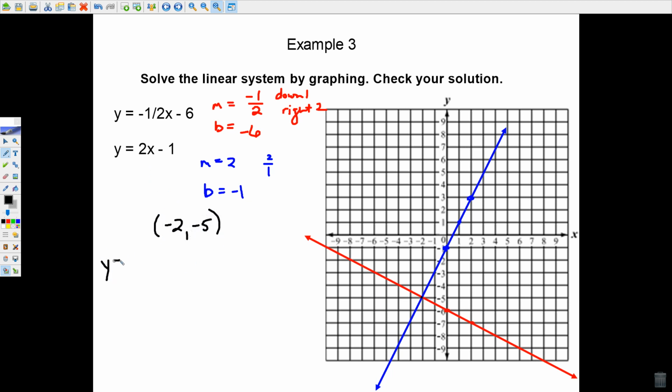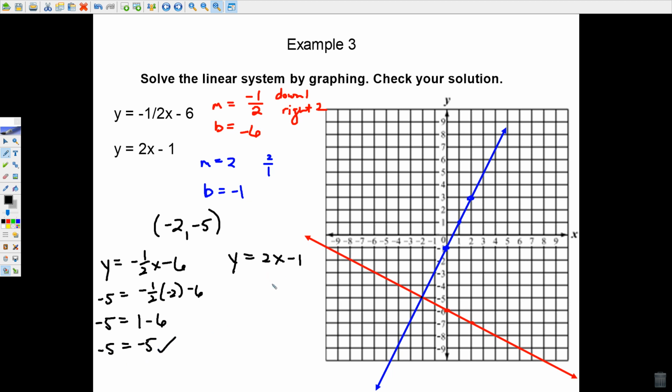Now I just need to check it. I'm going to copy each equation and then substitute these values for x and y. So y becomes -5, and x is -2. Do the multiplication here: negative times negative is positive, and 1/2 times 2 is 1. Then I do the subtraction: 1 minus 6 is -5. I have the same number on both sides, so it works for that equation. Let's verify it works for the other one. -5 for y again, -2 for x. Multiply: 2 times -2 is -4, and -4 minus 1 is -5. It works for that one. It makes both of them true, so I know this is my solution.